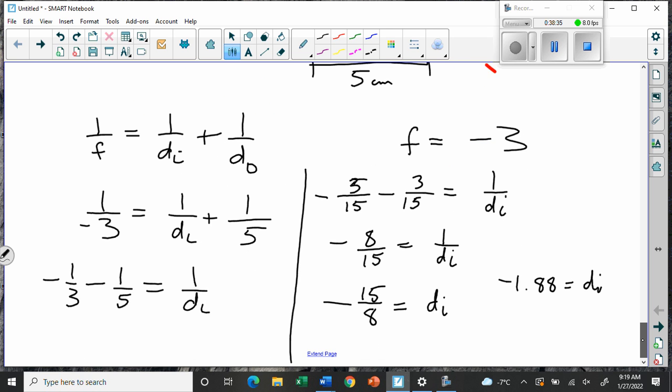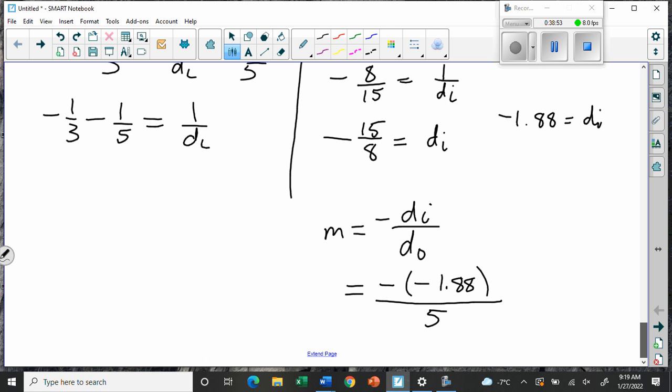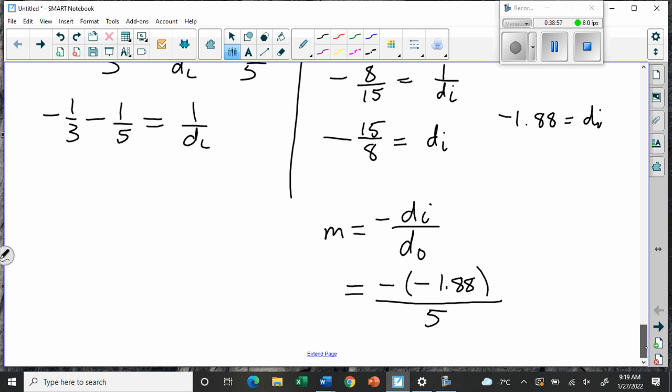And then if we do the magnification, we'll do magnification equals negative di over do, and we get negative 1.88 over 5, right? I think I'm going to just check. I think do was 5. Yeah. Okay. And so that becomes a positive number. That works out to positive 1.88 divided by 5.